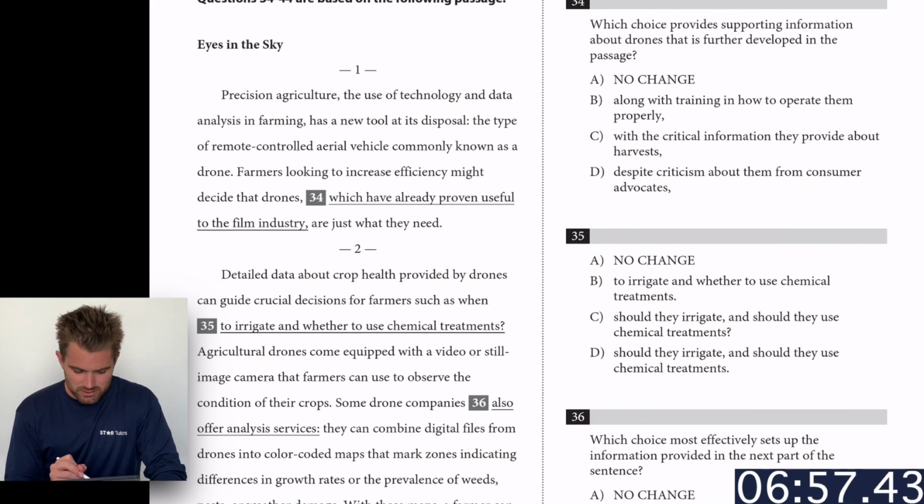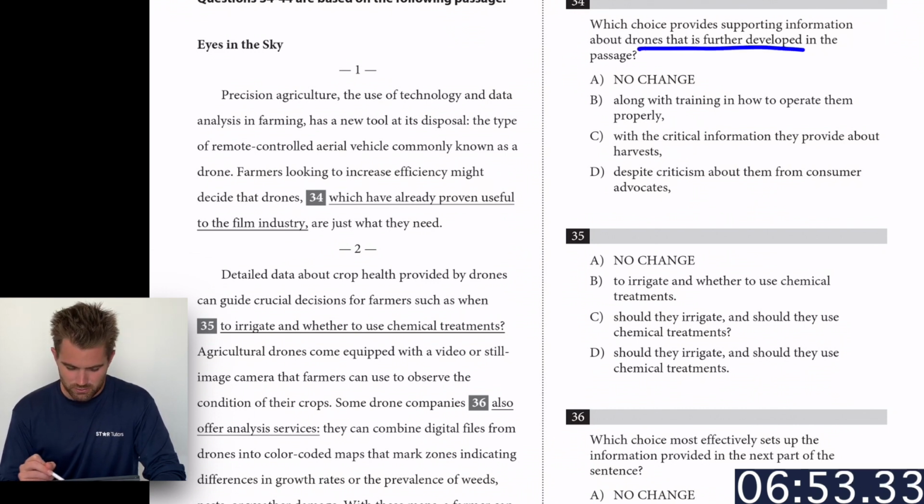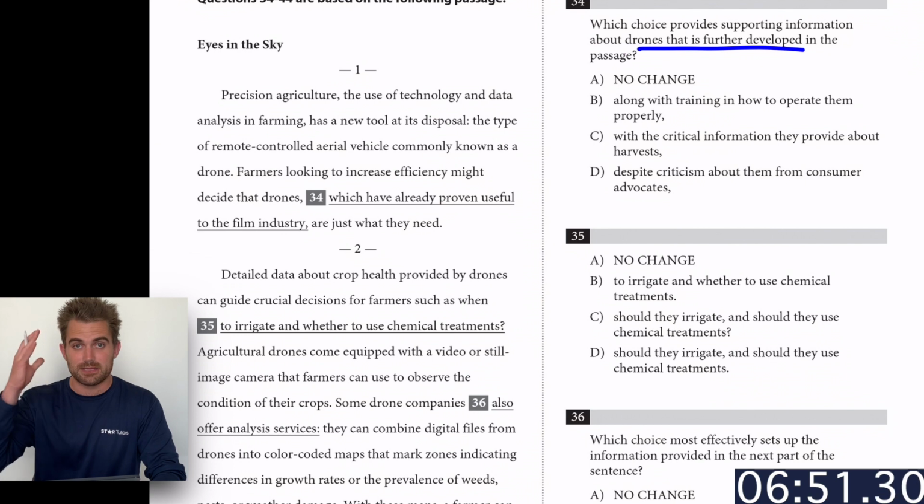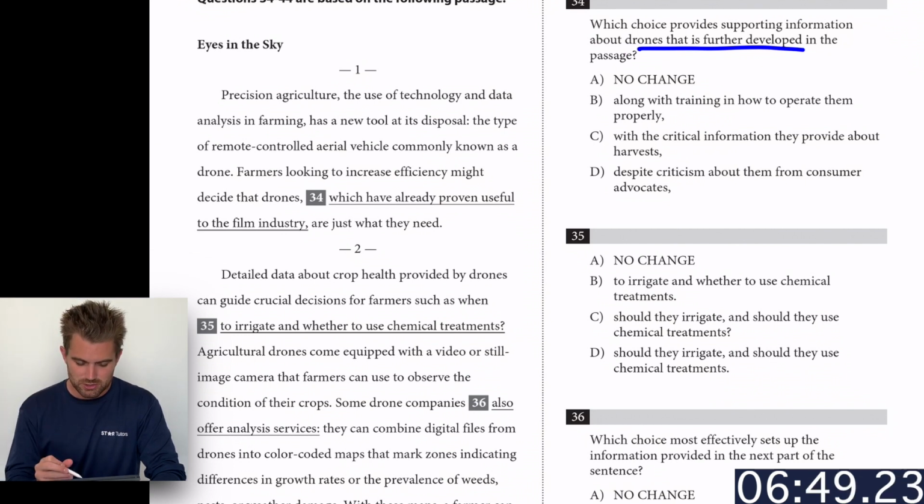Precision agriculture, the use of technology and data analysis in farming, is a new tool. Which choice provides supporting information about drones that is further developed? Okay, precision. Sometimes you got to regroup. By the way, when you start a new passage, precision agriculture, the use of technology and data analysis, provides a new tool as opposed to the type of remote-controlled aircraft coming in. Farmers look to increase. You might decide that drones, which have already proven useful to the film industry, are just what they need.